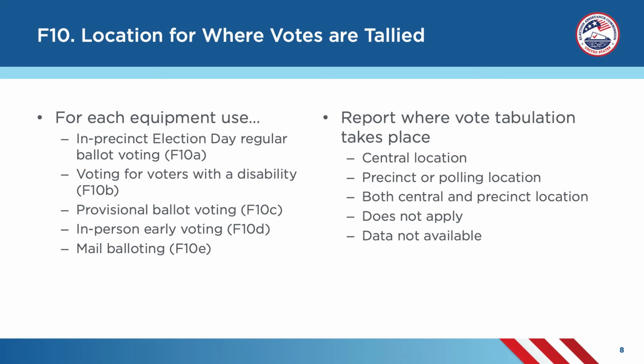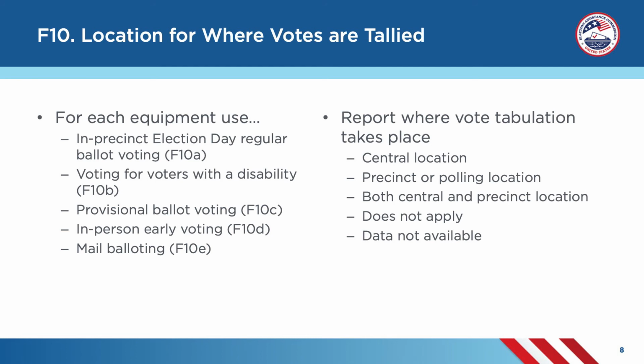Question F10 records information about where votes are tallied in your jurisdiction. We're interested in knowing where the ballot is tabulated, not the import of that tabulation into the jurisdiction's results management system. For instance, a DRE that's in a polling place tabulates in the precinct or polling place, whether or not the aggregation of the results from all DREs is processed at a central location. There are 5 different equipment uses you will report the vote tally location for. This is the same list of equipment uses you saw in the previous sets of questions.